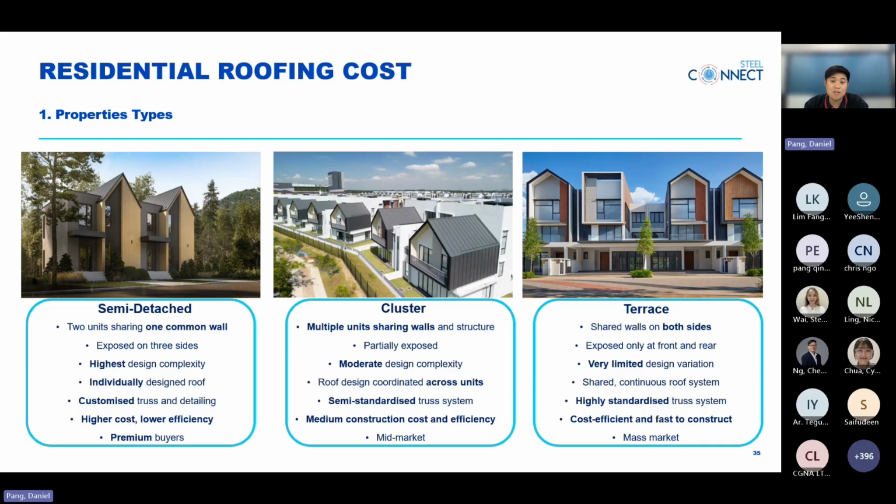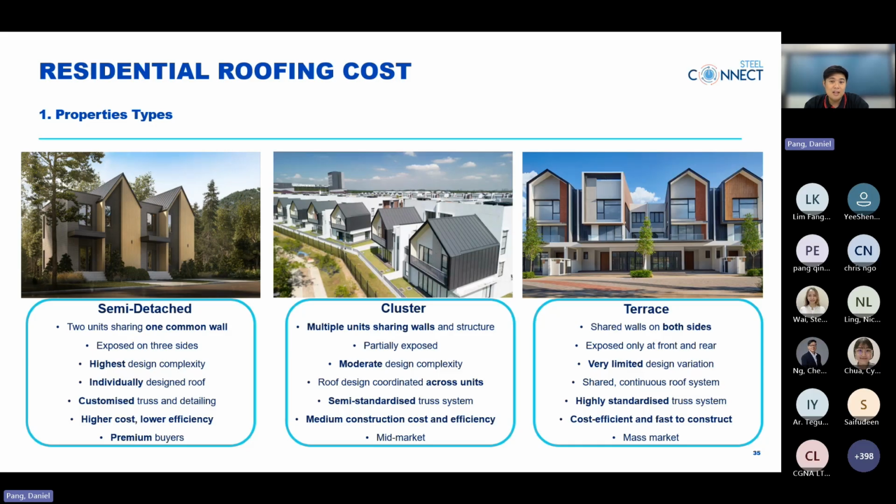Next, the cluster house. Cluster homes share roofing and structural elements across multiple units. It is partially exposed, making the design limited. Hence, the design flexibility is moderate. The roof designs are across multiple units, making the truss system semi-standardized. It has a medium construction cost and efficiency, and is targeted at the mid-market.